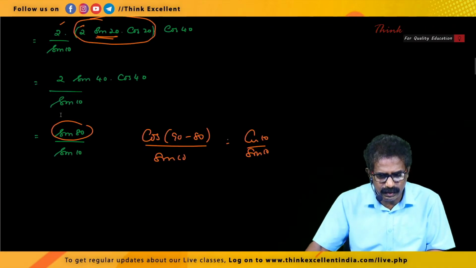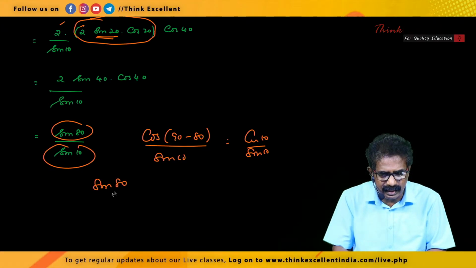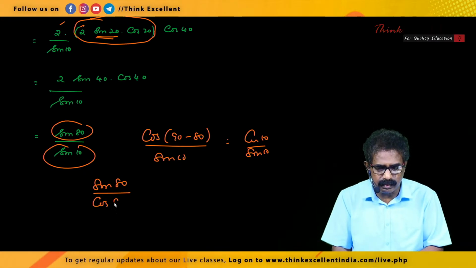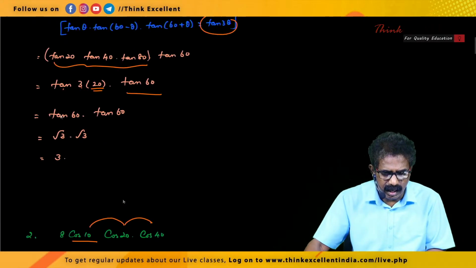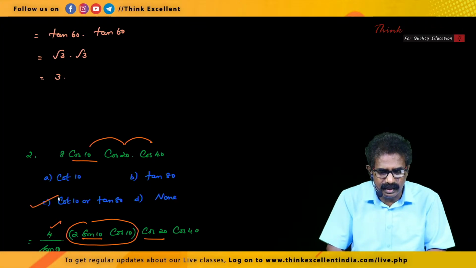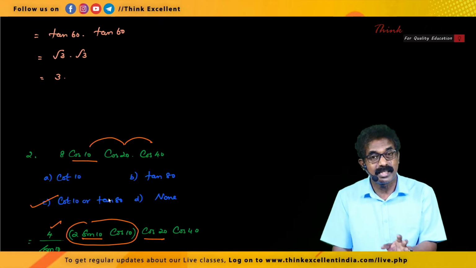But some students changed the other one. Sin 80 as it is, denominator sin 10. Sin 10 can be written as cos of 90 minus 10, that is cos 80. Then sin 80 by cos 80, what is that? Tan 80. That is also there. So both are correct. See the third option, cot 10 or tan 80. Both answers are the same.